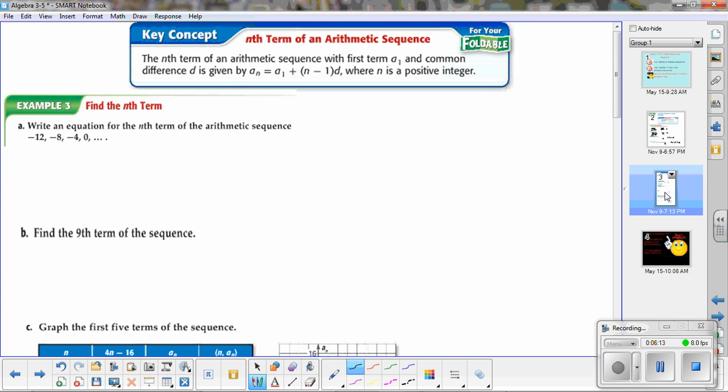Now to find the next couple terms is pretty easy. You just add or subtract to get to the next one. But if I asked you to find the 100th term, that would take a long time to write out the first 100 terms. So we have a formula that helps us find the nth term of an arithmetic sequence. The nth term of an arithmetic sequence with first term a sub 1 and common difference d is given by a sub n equals a sub 1 plus the quantity n minus 1 times d, where n is a positive integer.